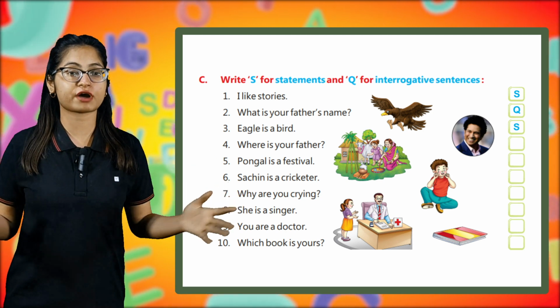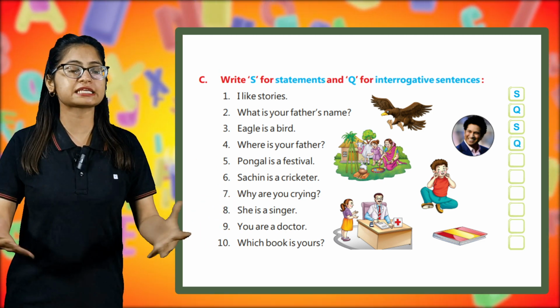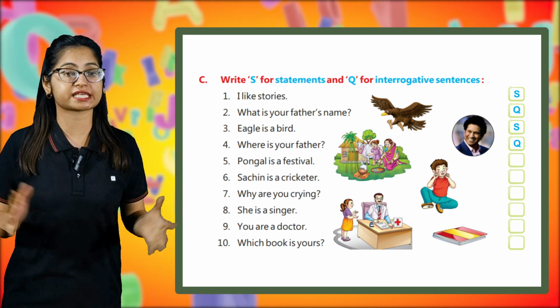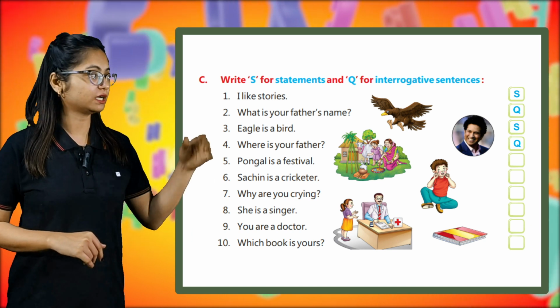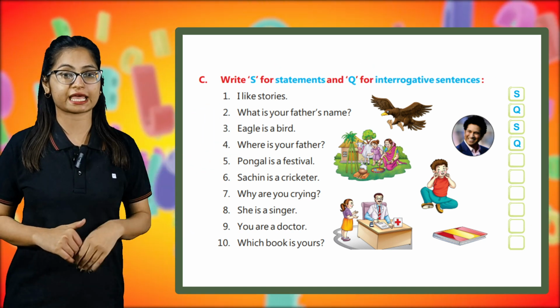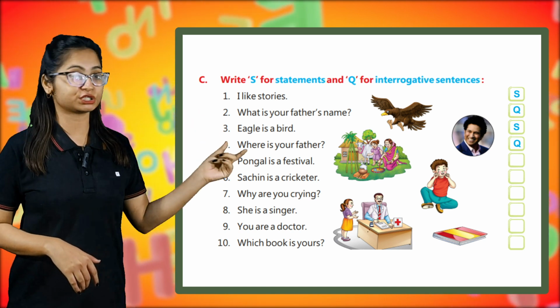Next, what is your father's name? That seems a question. We are asking somebody what is your father's name? So, here we will write Q. Next, eagle is a bird. That's a statement. So we will write S. Where is your father? That's a question. So we will write Q.